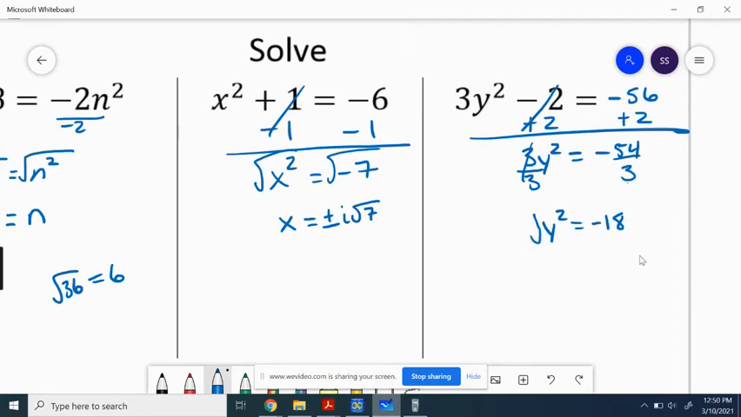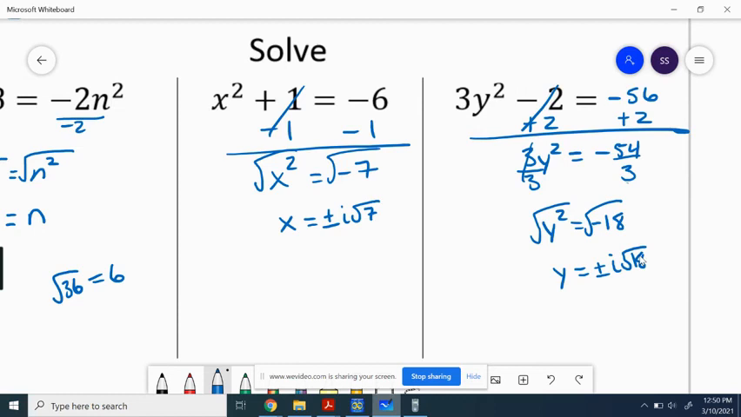And now I'm going to take the square root on both sides. Square root of y squared is y. And now I introduce the square root, so I know I'm going to have a positive or a negative answer. The square root of negative 18 is not going to work out nicely, so I'm just going to call this i times the square root of positive 18. But I can still simplify the square root of 18, so we still need to do that.